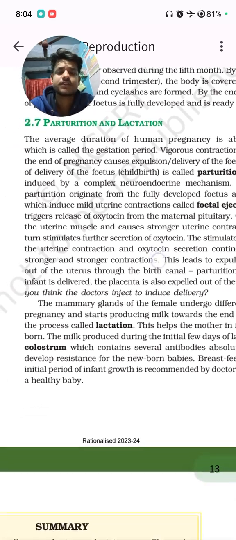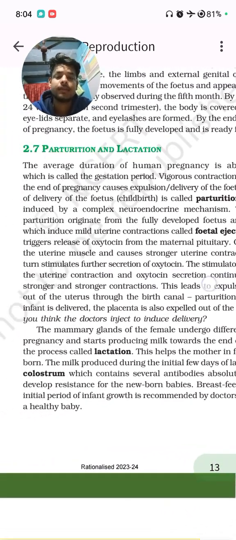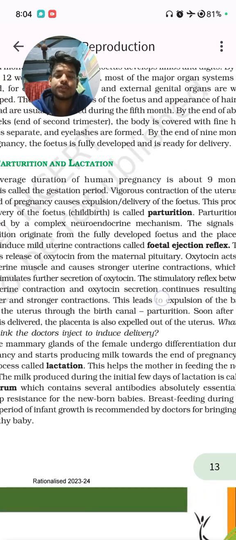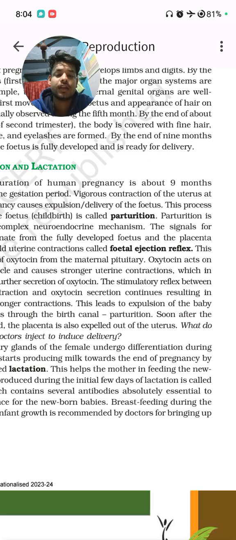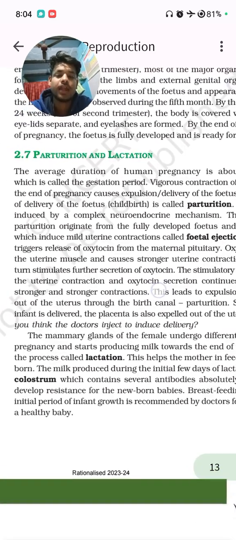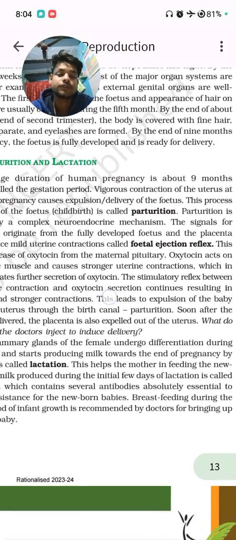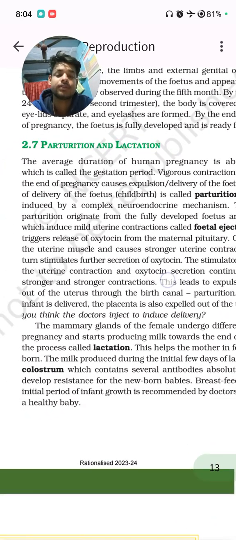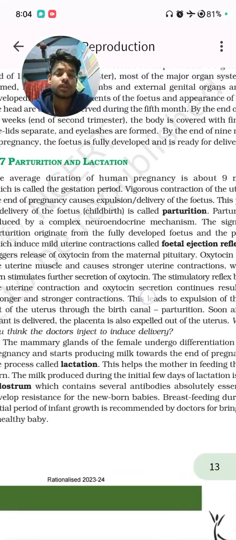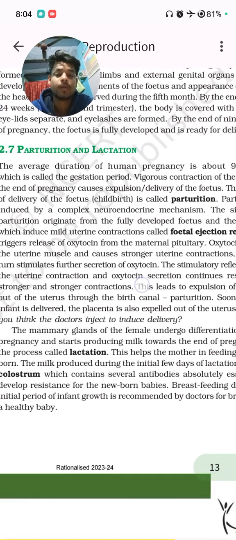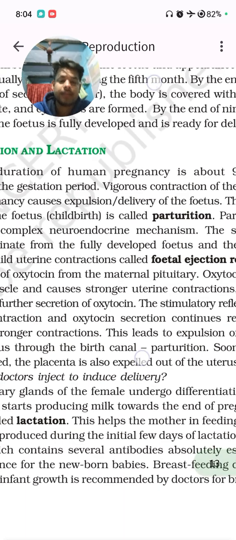Here we study that the average duration of human pregnancy is about 9 months, which is called the gestation period. Various contractions of the uterus at the end of pregnancy cause the expulsion of the fetus. This process of delivery of the fetus, childbirth, is called parturition. Parturition is induced by a complex neuroendocrine mechanism.